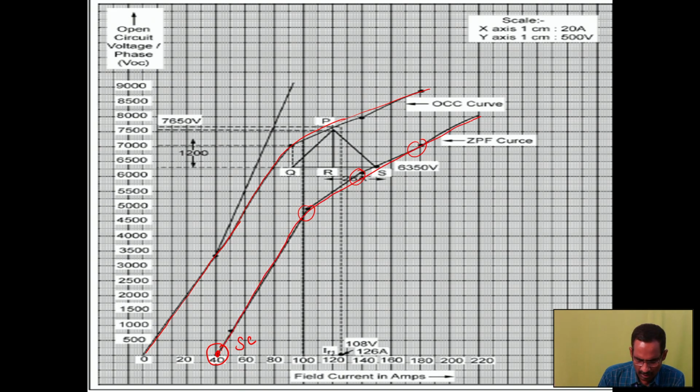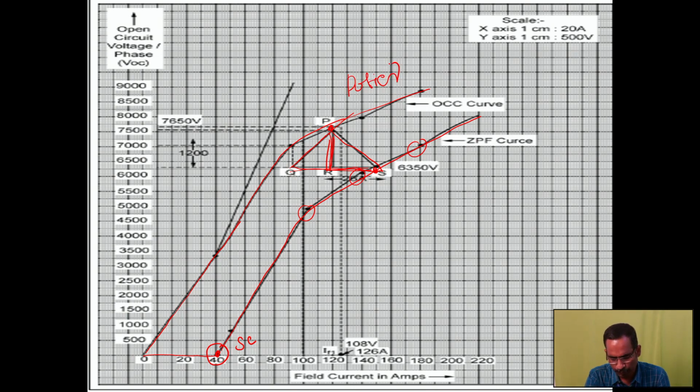Then it is 2 centimeter. For the 2 centimeter I have drawn at the rated voltage. The rated voltage is given in your problem. Then I have drawn the air gap line. For that air gap line, I have drawn the parallel line which intersects my OCC at some point. From that point, I have drawn the vertical line. Then a right angle triangle is created. It is called the Potier triangle.